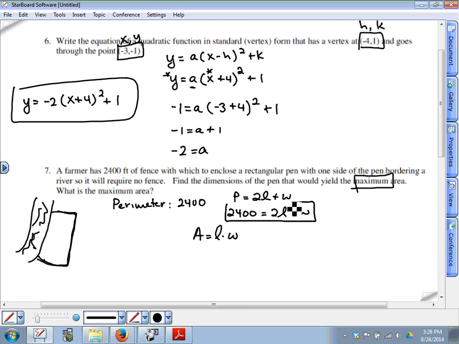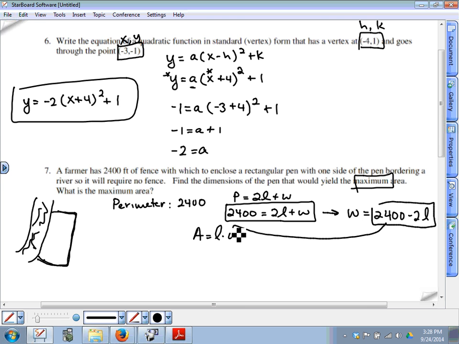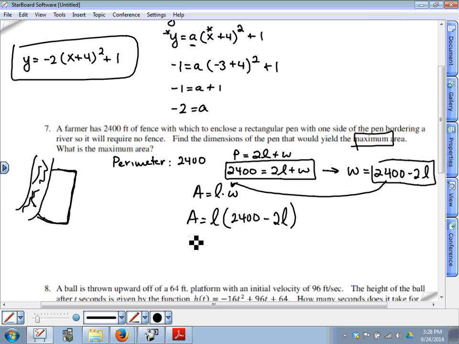So what we need to do is take this equation and solve it for either L or W. What I mean by that is, if I wanted to get W by itself, W equals, you would subtract 2L, and you'd have 2,400 minus 2L. You can take this for W and plug it in right here. So area now equals length times 2400 minus 2L. So now the area is equal to negative 2L squared plus 2400L. This is a function now because it's in terms of only one variable. All we don't know is L.